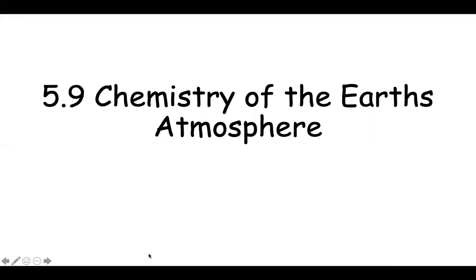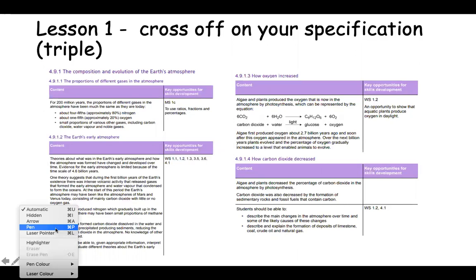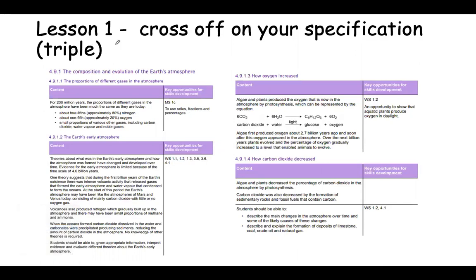Okay, so this topic is called Chemistry of the Earth's Atmosphere. If you've got a copy of the spec, you can tick these off. These are the notes for the triple spec, these codes, but it is the same content for the combined, even though the numbers will be slightly different. So just have a little look through your spec now, and you can just tick off the specification points.